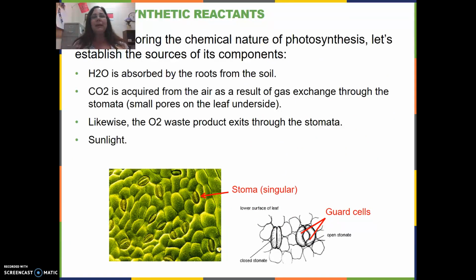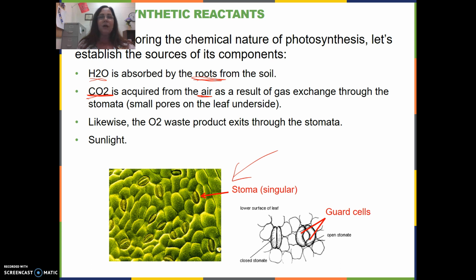Before exploring the chemical nature of photosynthesis, let's look at the sources of its components. We just did, really, but water is absorbed through the roots of a plant. Carbon dioxide is acquired from the air. And plants don't have noses, but they do have small pores on the underside of leaves. And you see a microscopic photograph here of those pores.